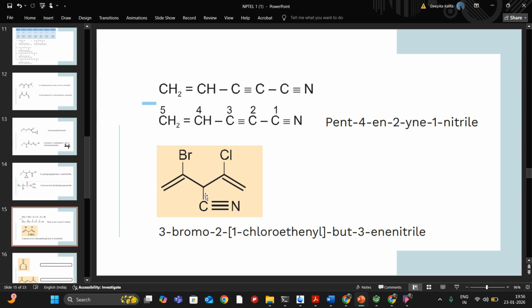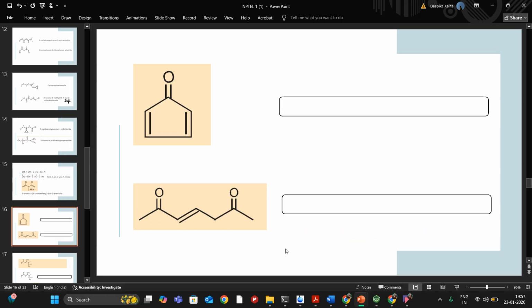Okay, but-3-ene because the parent carbon chain is having 4 carbon atoms, and the double bond will be starting from the third position of the parent carbon chain. Hence, the name will be 3-bromo-2-(1-chloroethenyl)but-3-enenitrile. So, after this, let us now go to carbonyl compounds.